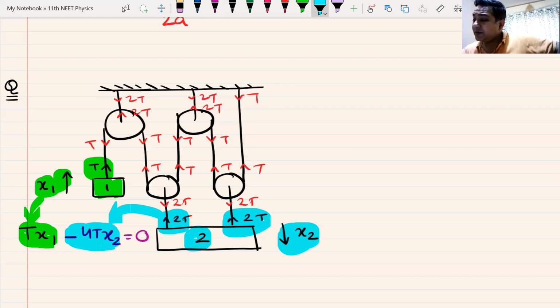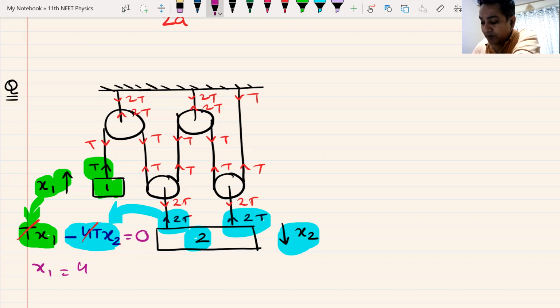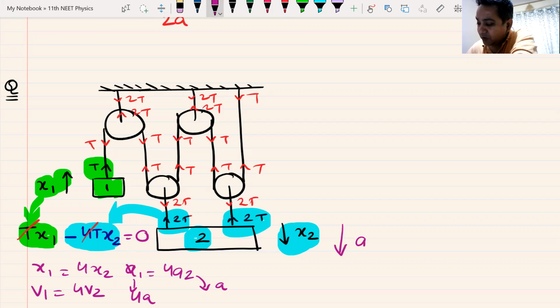T into X1 minus 4T into X2. Can cancel out this T. The relation that you get is X1 is 4 times X2. That implies V1 is 4 times V2, and A1 is 4 times A2. If I call A2 as A, this becomes 4A. That means if it is coming down with an acceleration A, this will go up with an acceleration 4 times A.